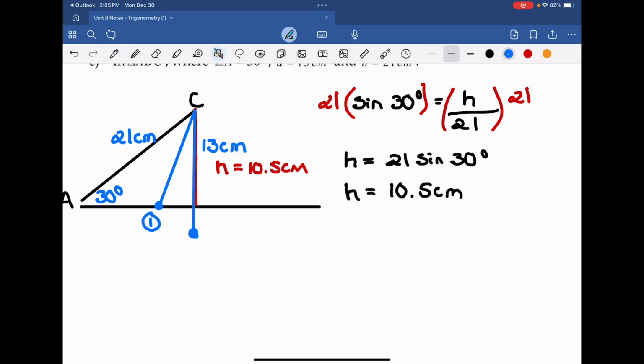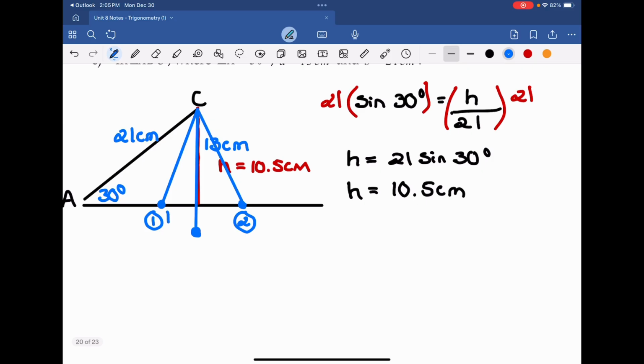The other solution would be if we go this way and then we connect it down here, and we say that this is solution number 2. And this would be the vertices. This would be B here, or this would be B here, depending on which solution we're talking about.